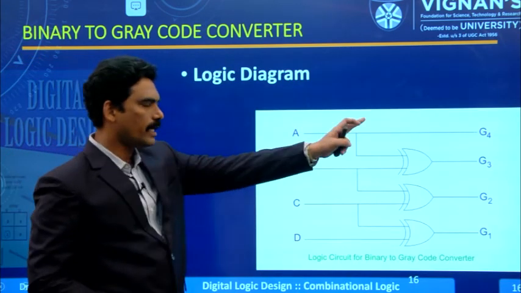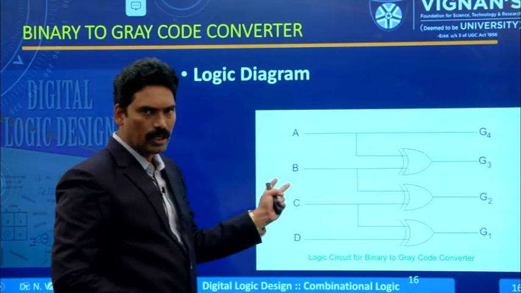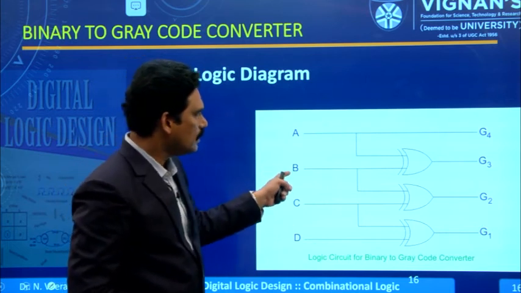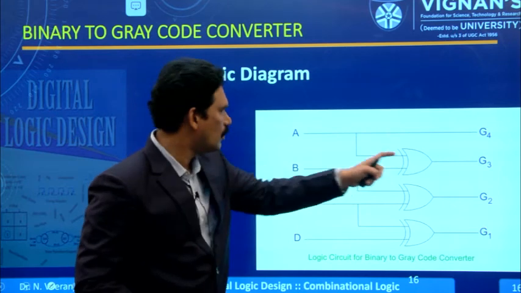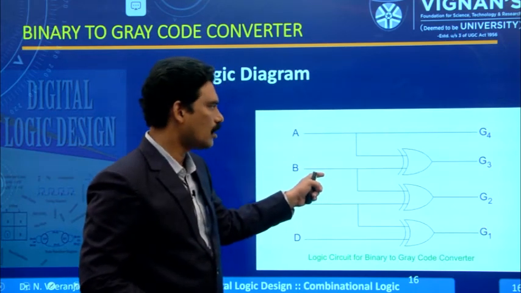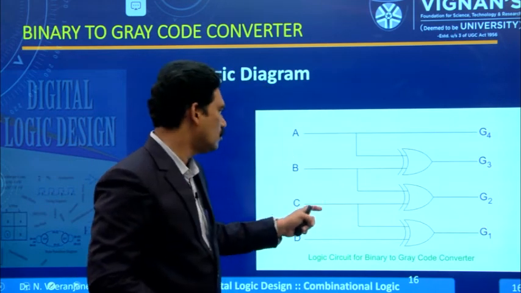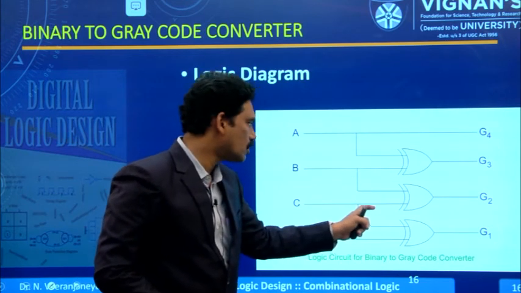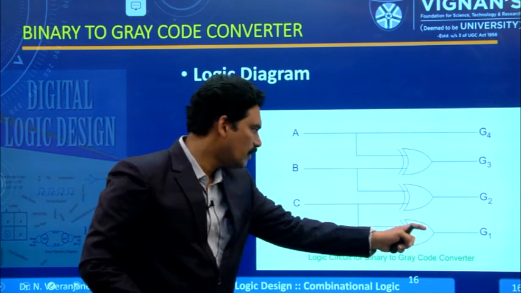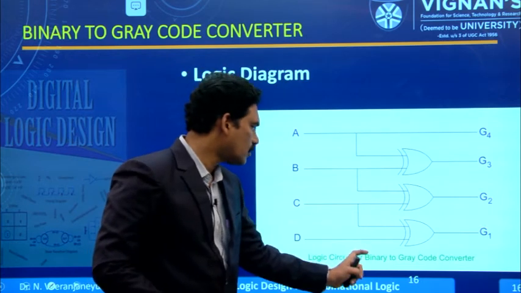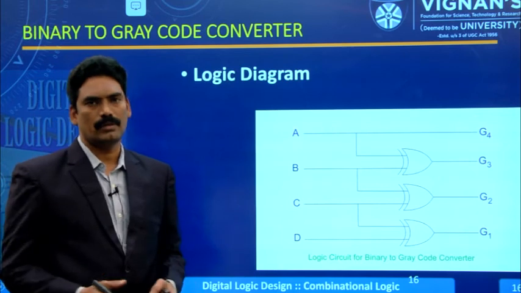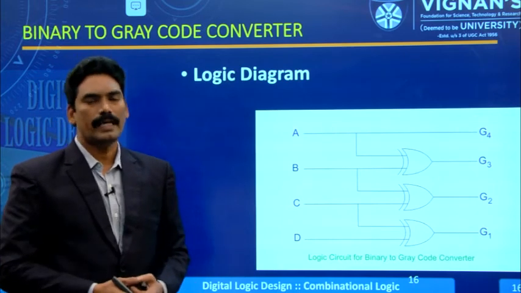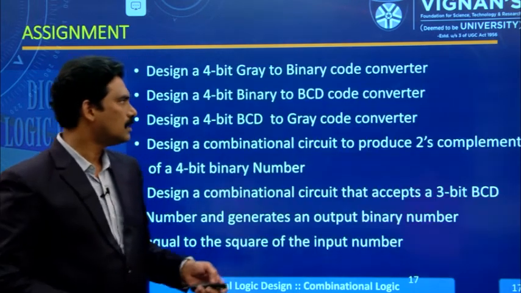So, finally, the logic diagram: G4 is A directly, and G3 is equal to A exclusive OR B, and G2 is equal to B exclusive OR C, and G1 is equal to C exclusive OR D. This is the logic diagram for this code converter. And the assignment for this is okay.